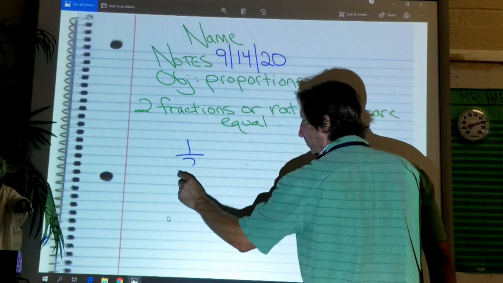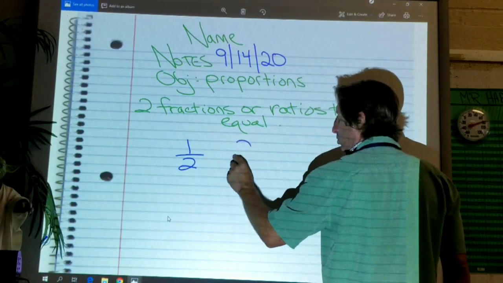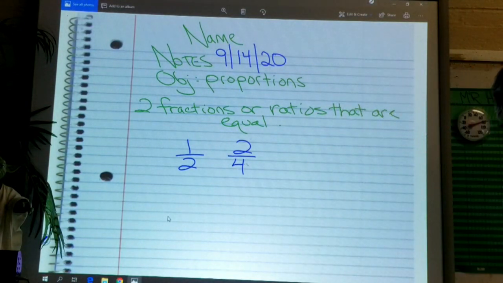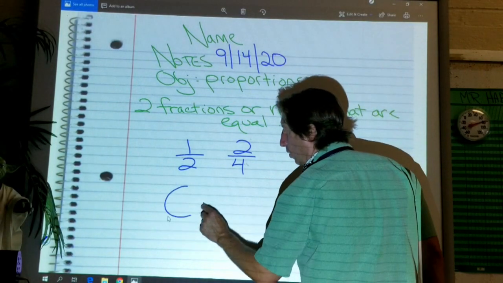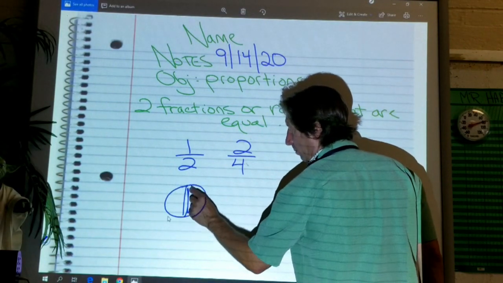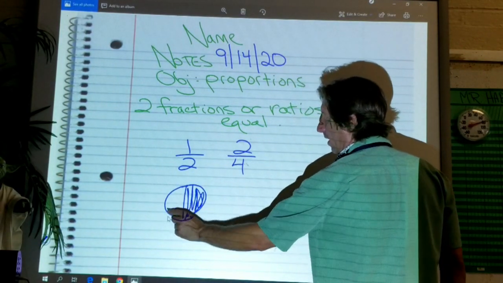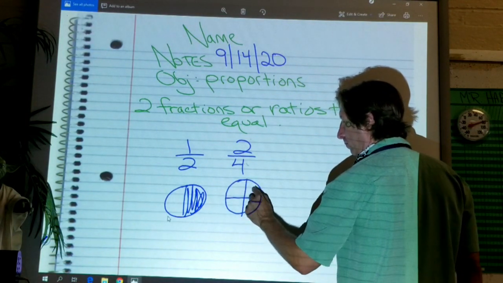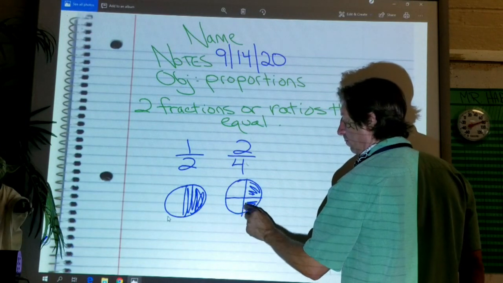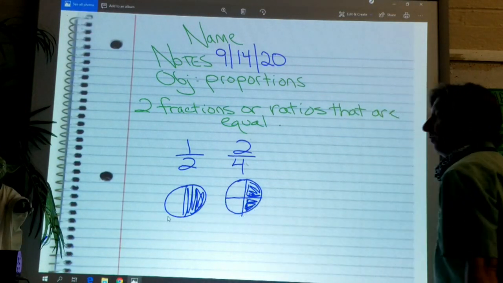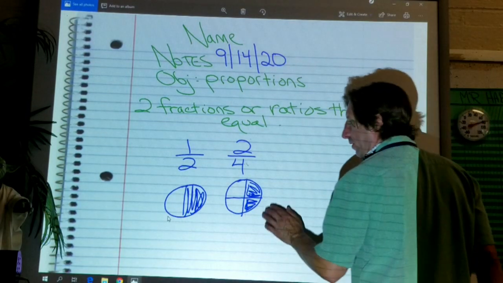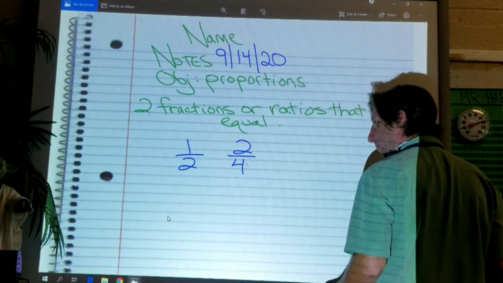1/2 and 2/4. Now we want to see if these are proportional or if they mean the same thing. Now, most of us already know that these do. So 1/2 of a circle is 1 out of the 2, right? And 2/4 of a circle, I colored in the same amount on both of them, right? So we know those are equal by drawing a picture. But there's an easier way to figure out if those are proportional or equal.